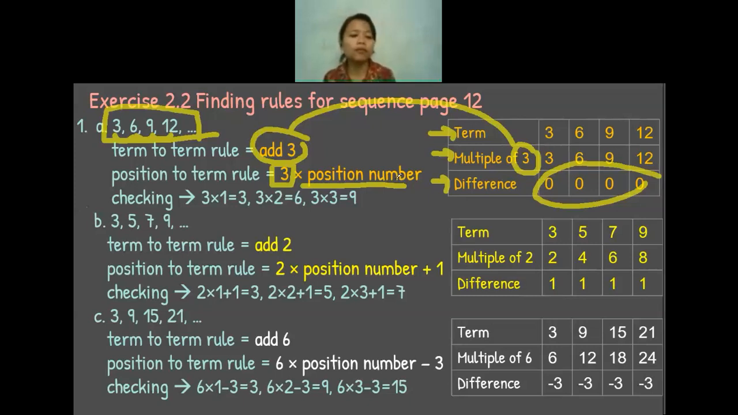And then for the fourth thing that we have to do, we have to check if the position to term rule is working or not. So let us check. To check the first 3 terms, we need to replace the position number with number 1, 2, and 3, because first 3 terms means the first, the second, and also the third. So 3 times 1 is 3. It's correct, same as the question given. 3 times 2 is 6. It's also correct. 3 times 3 is 9. It's also correct. So it means our position to term rule is already correct.